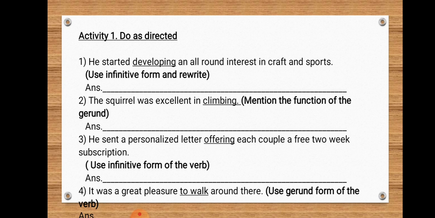So, some activity based on gerund or infinitive. He started developing an all-round interest in craft and sports. Use infinitive form and rewrite. Now what is infinitive form? To the verb. So he started to develop an all-round interest in craft and sports.